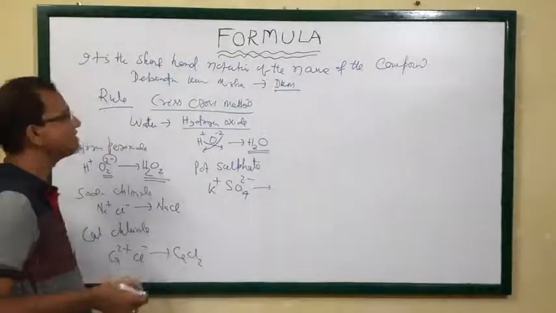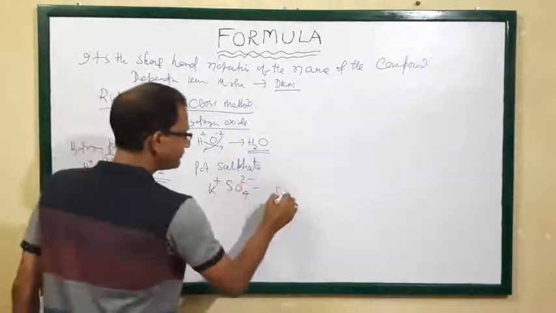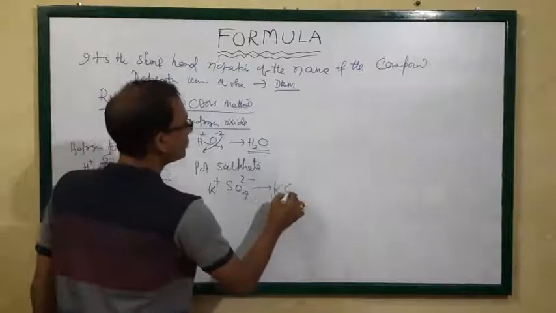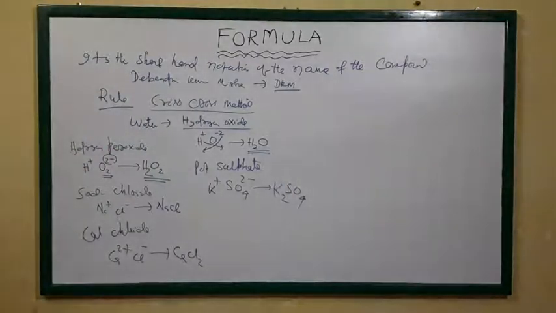Exchange of valency, that is the crisscross method. 2 will be here, and 1 will be the same, no change. That's why K2SO4.